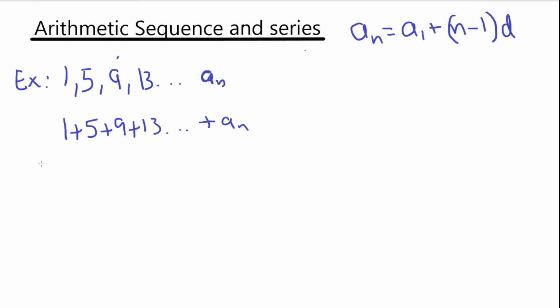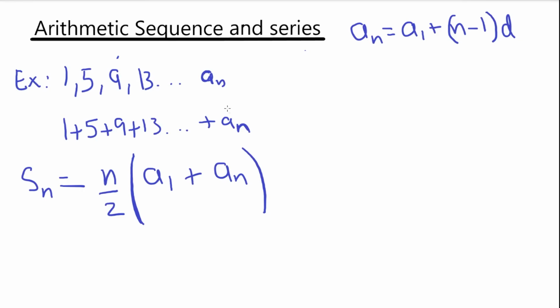So when we're writing this out, there is a set formula given for the sum of n terms: n over 2, where n is the number of terms, multiplied by a1, which is the first term, plus the nth term.